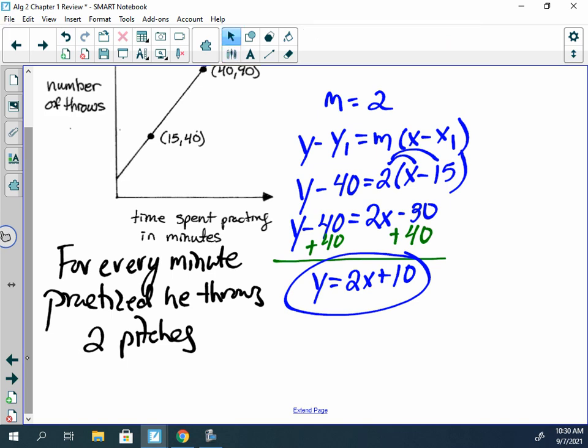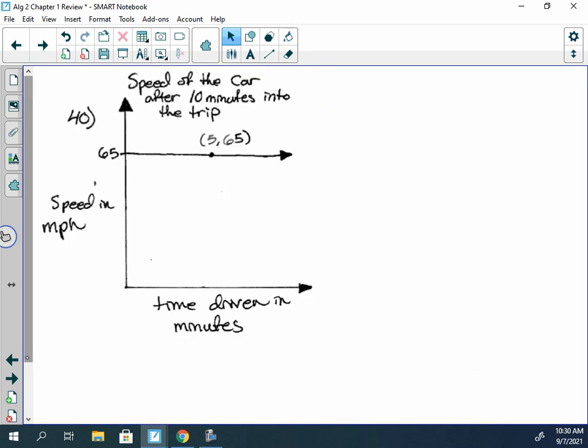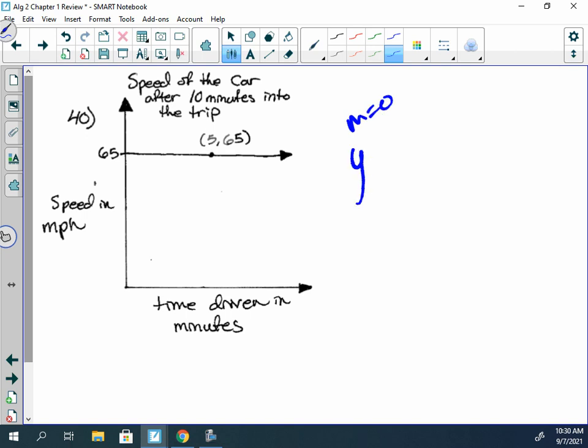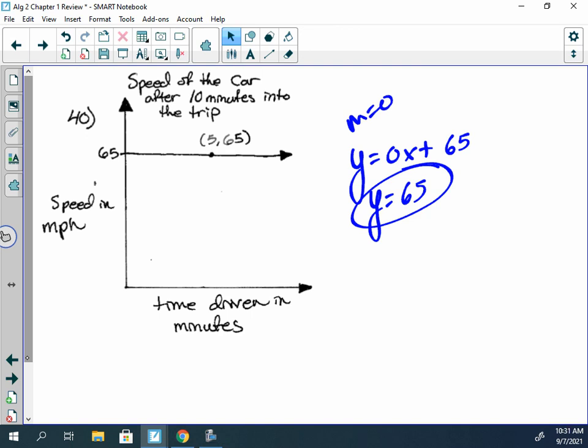Any other questions on this one here? We good with this one here? Question on 40. Is there a slope for this here? No, so m is equal to? What's the y-intercept? So this here is just y is equal to? And really, we're just saying that the car is staying at a constant rate of 65 miles an hour. It's not changing. And that's it, isn't it?